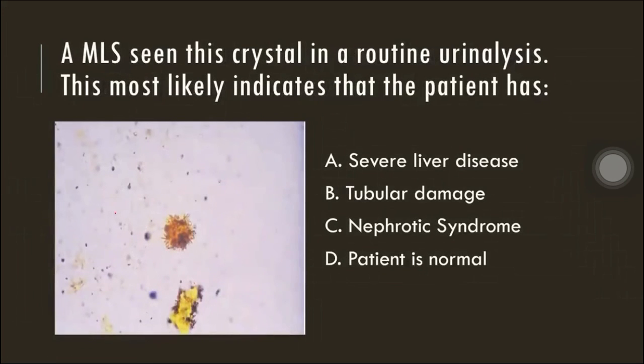Next, a medical laboratory scientist sees this crystal in a routine urinalysis. This most likely indicates that the patient has, of course, this is a yellow crystal. Okay, yellow pointed needles. Pointed crystals, this is a bilirubin crystal. So again, sa nakikita sa bilirubin crystal, seen in severe liver disease. So paano kapag nakita ka ng oval fat body, or fatty cast, but nephrotic syndrome? Pag nakita ka ng RTE, okay, that's tubular damage.